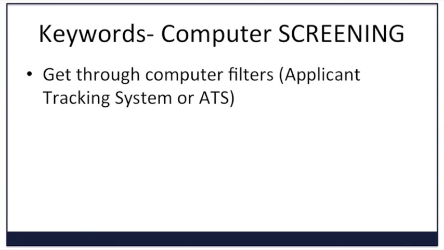Additionally, many industries and organizations currently use an Applicant Tracking System, or ATS. An ATS is a computer algorithm that filters out applications that don't contain particular keywords directly from the job posting. Not only will using keywords in your resume emphasize your fit for the position, but they will also help you get through some of the initial screening steps of the application process.